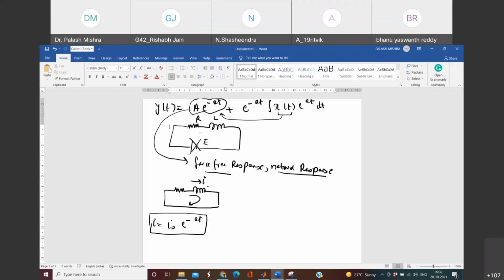Now come to the second thing. The second thing involves some input function x(t), or you can say the input force. So the second part of the response is known as the forced response of the system. You got it? So the overall system response y(t) is the summation of the natural response plus the forced response. Got my point? Please tell me if there is some doubt.